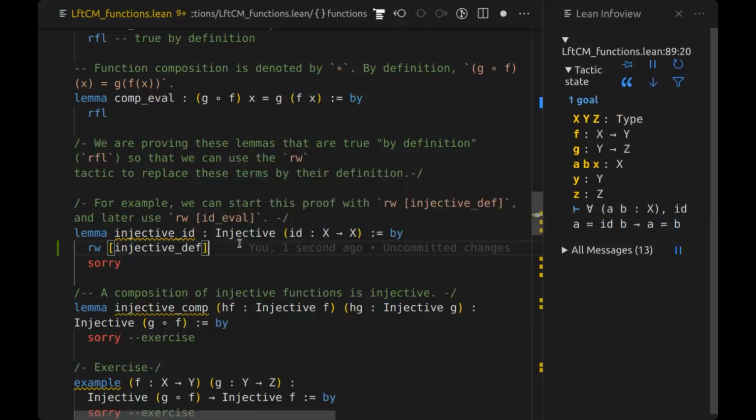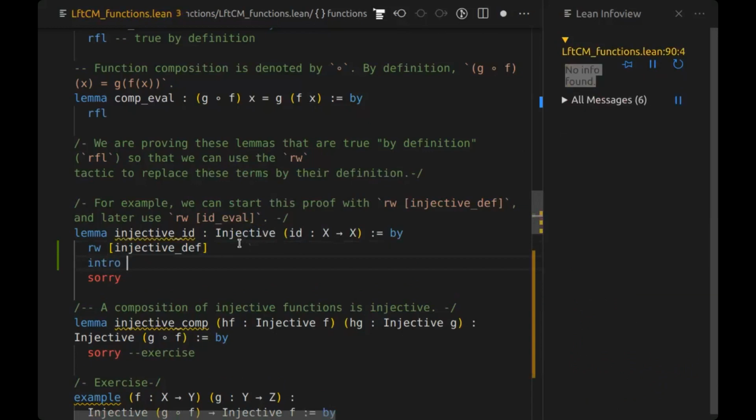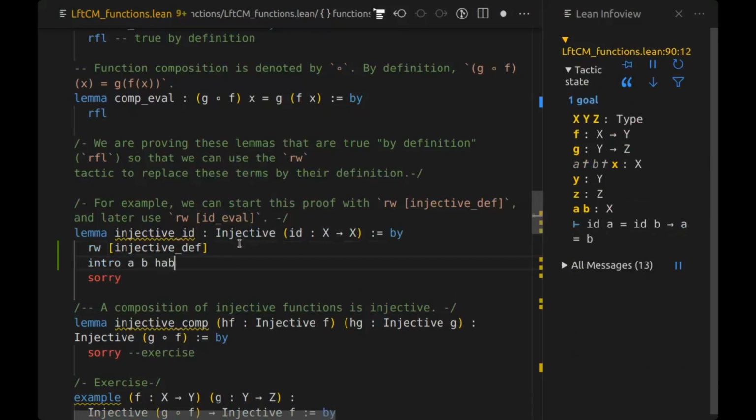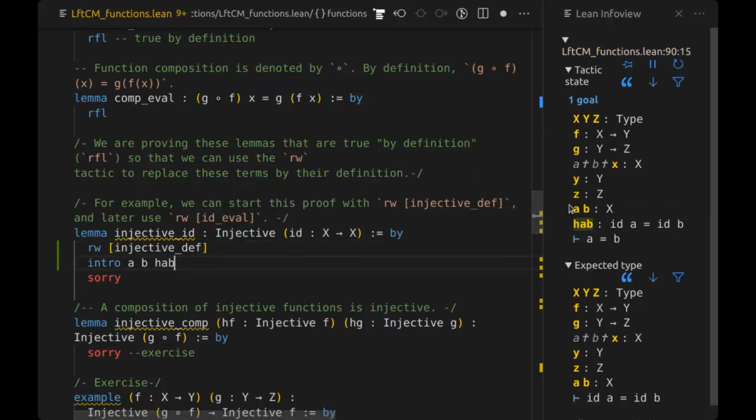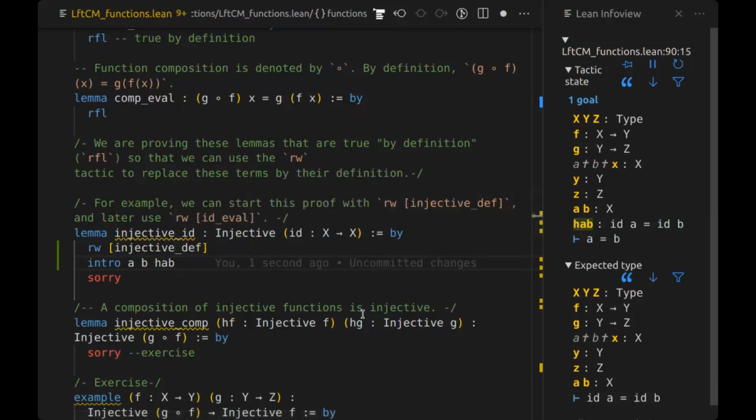Okay, so whenever we have a goal of the form for all something, we can start with intros, right? So we do intro A B, HAB. So A and B are two elements of X, and HAB is this hypothesis that the identity applied to A is equal to the identity applied to B. And now the conclusion is A is equal to B.